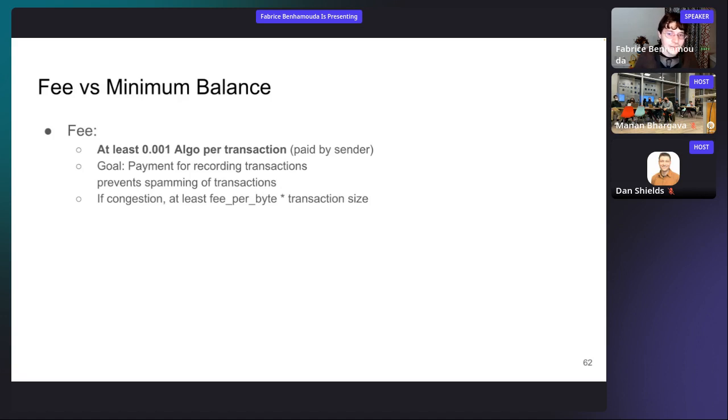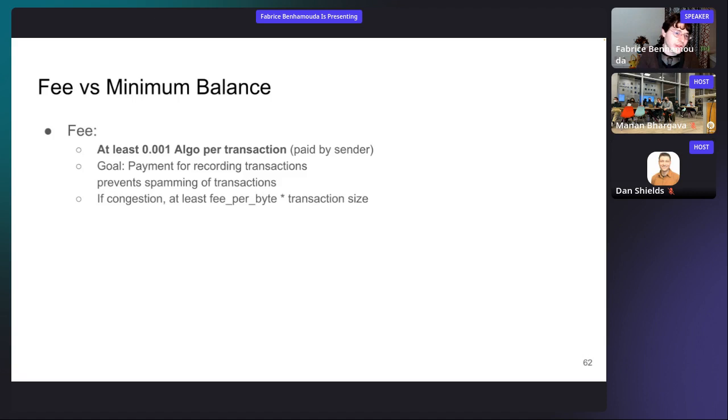The notion of fee is something that is general for almost all blockchains. Each transaction in every blockchain essentially has a fee that is paid, that is either burned or paid to someone. It depends on the exact details, but the idea is that the sender of the transaction pays this fee in order to prevent spamming. It's a payment to record the transaction, and it prevents people from spamming transactions and using the blockchain to store a huge amount of data, or from preventing other users from using the blockchain.